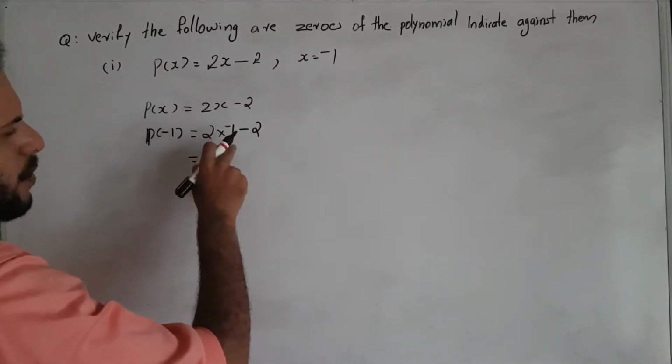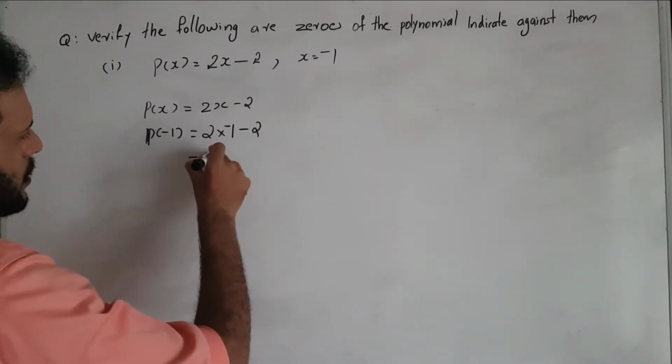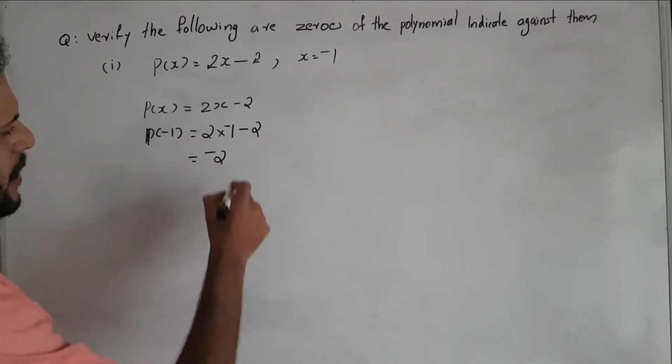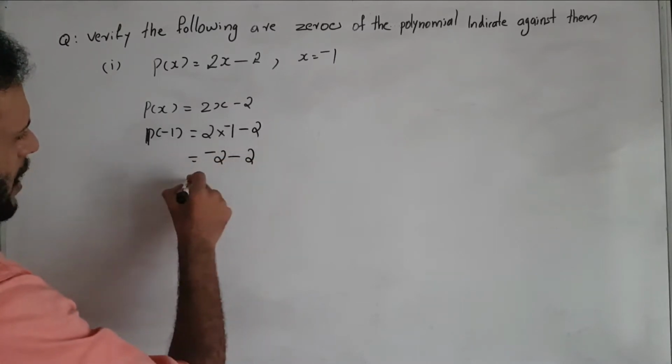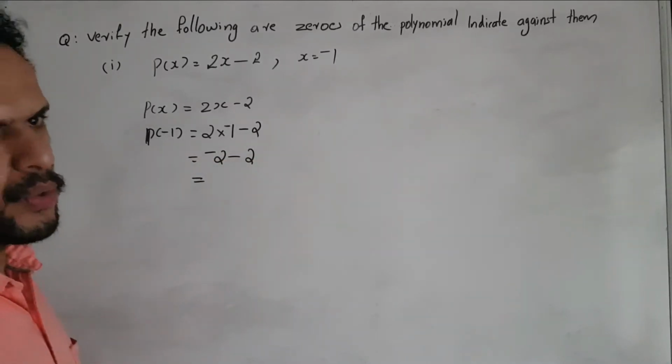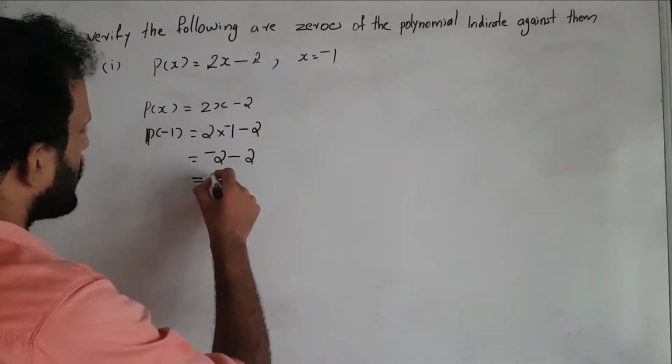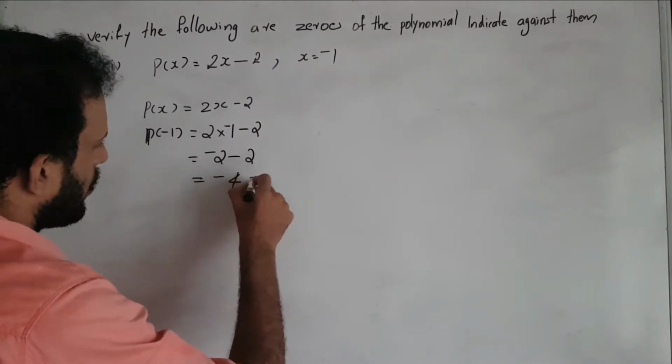Then what is 2 into minus 1? 2 into minus 1 is minus 2. Minus 2 minus 2. What is minus 2 minus 2? Minus 2 minus 2 is minus 4. Is not equal to 0.